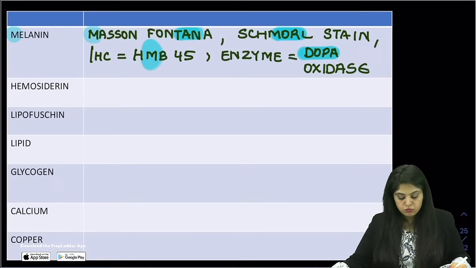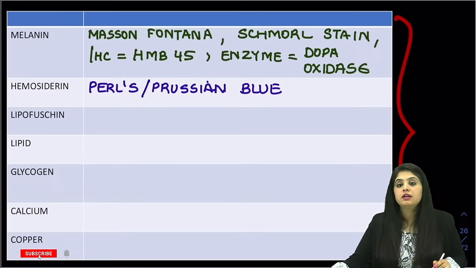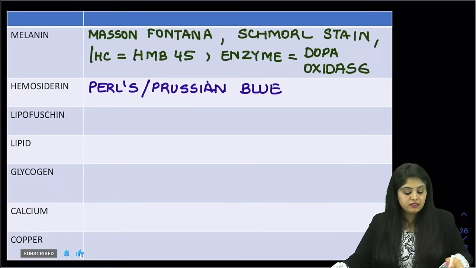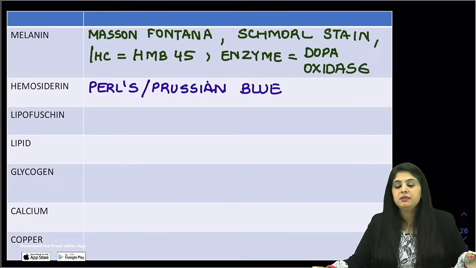Coming on to the next, what is hemosiderin? Guys, hemosiderin means we have iron. Iron means the stain is going to be always pearls or Prussian blue. So you might always feel that no direct question comes from this table. Actually, there is no direct question that comes from this table. But this is anything of iron. If they give you a case of hemosiderosis, hemochromatosis, anything to do with iron, sideroblastic anemia, any iron related etiology, you mark pearls or Prussian blue.